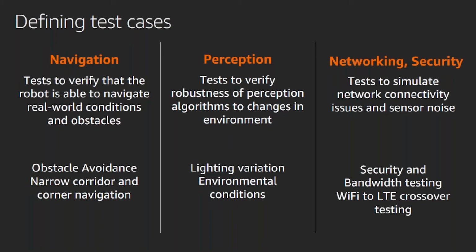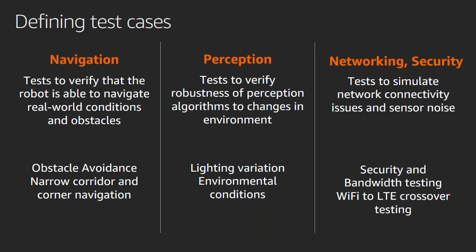Then on the other side is perception. Perception is another category when defining your test case. For example, how does your robot behave with lighting variation? How does your robot behave when there are environmental changes when it's operating in the real world? You want to make sure you're able to test for that.